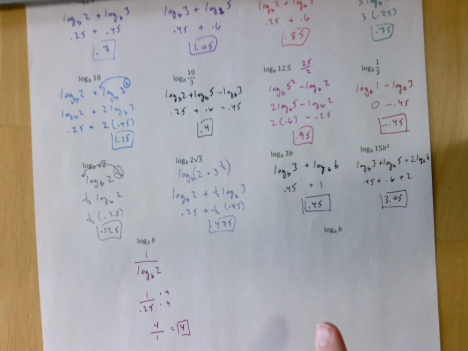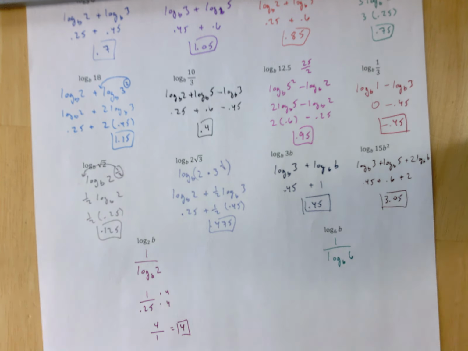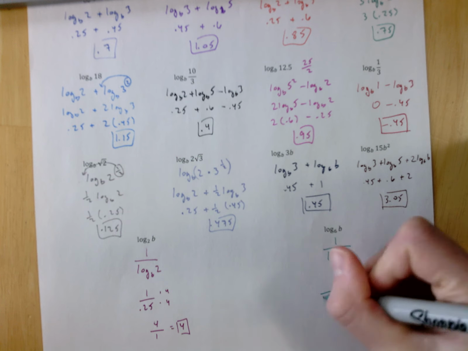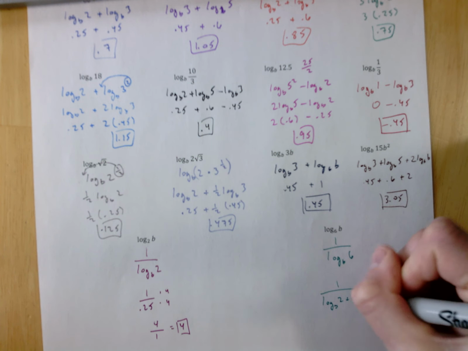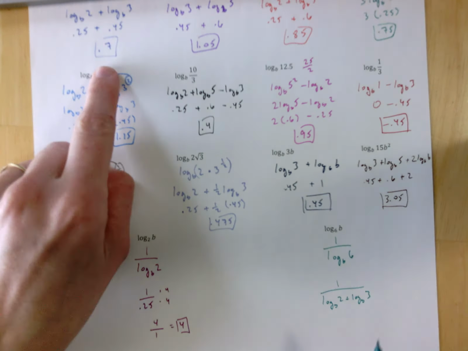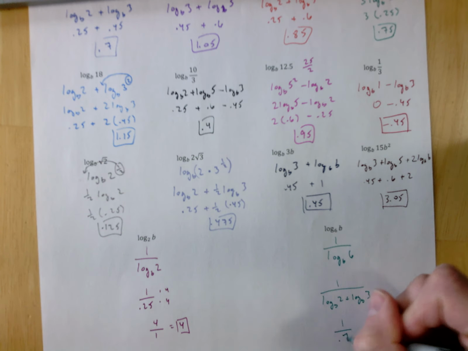All right, this next guy, so same deal here, right? I would start by rewriting this as 1 over log base b of 6. And then the log base b of 6, I can split into log base b of 2 plus log base b of 3. Okay. And log base b of 2 plus log base b of 3, we already did that one up here, right? That's 0.7. So we got that. So this is the same as 1 over 0.7.